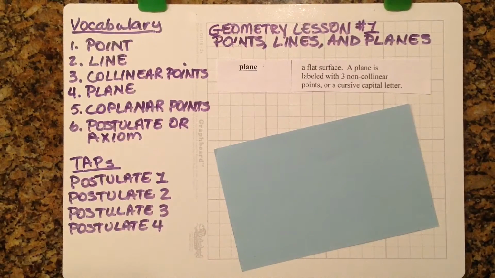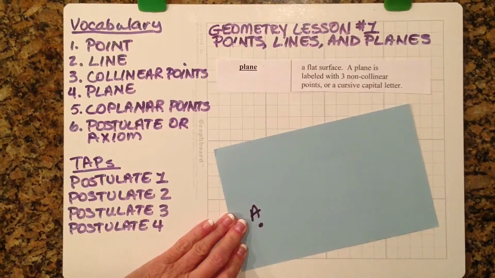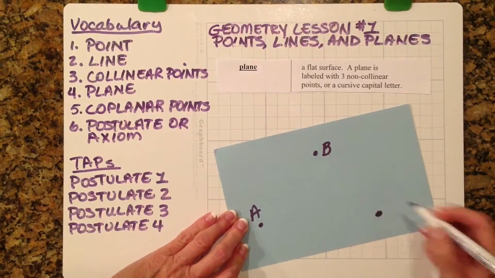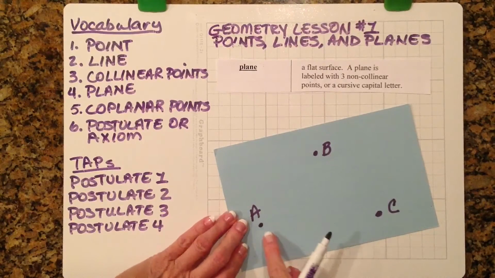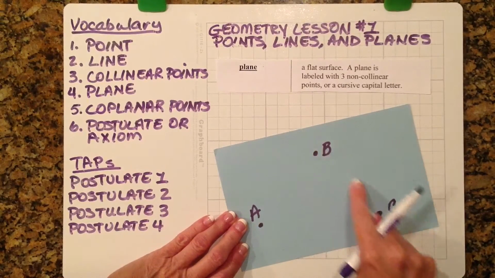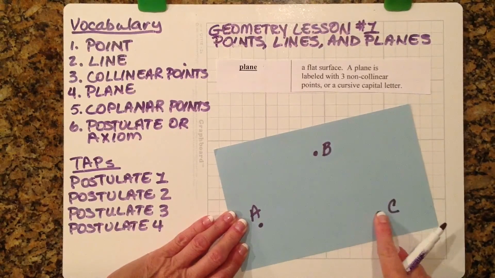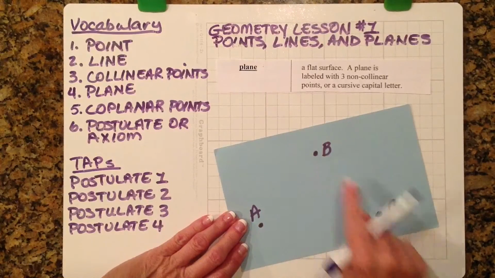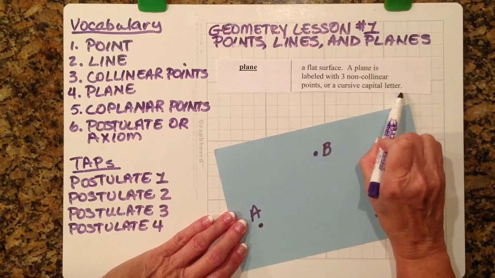So what I could do, here's a point. Let's name him A. Here's a point, B. And over here, you got to go over here, C. These are non-collinear. If you notice, I cannot draw a line to match all these up. I can draw a line there. I can draw a line there. I cannot draw a line. So I know that those are non-collinear. So you could call that plane ABC, or you can write it with a cursive capital letter.